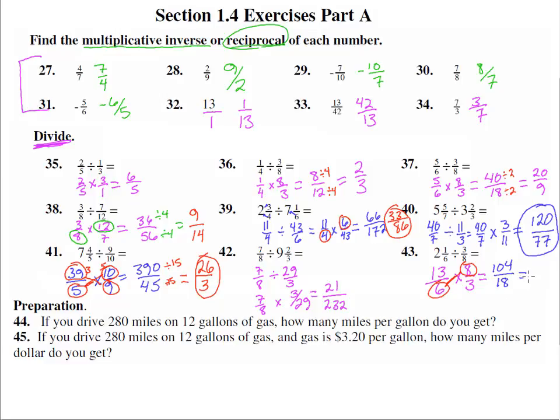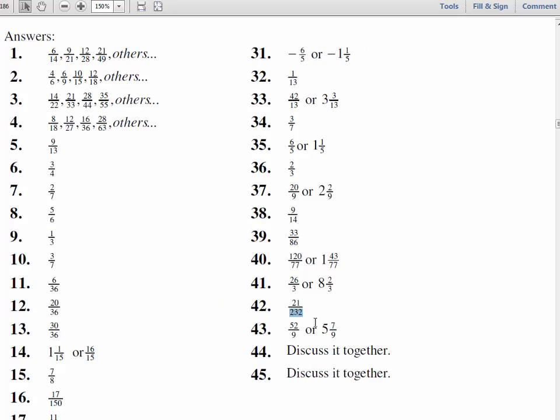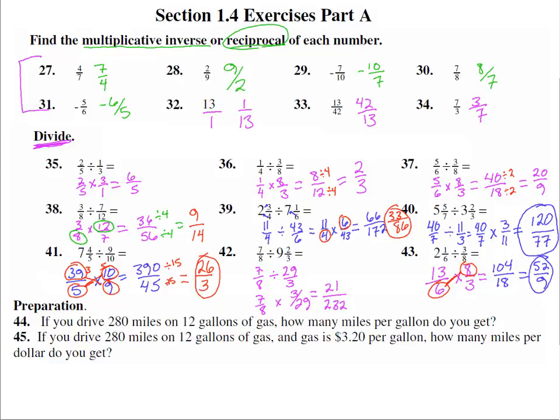And yeah, when we divide top and bottom by 2, we get 52 over 9, which I guess we could rewrite as like 5 7/9, but that's a sufficient answer right there. 52/9. There we go. Now, number 44. These are preparation problems. This is preparing your mind for the next assignment and for gathering what will happen there.